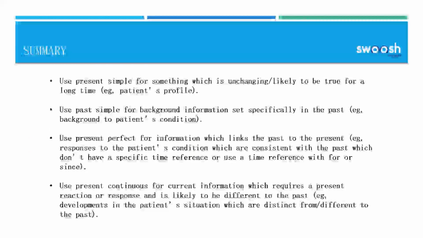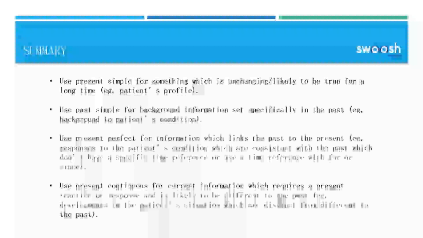So, a quick summary then. We use the present simple for something which is unchanging or likely to be true for a long time. So when writing about the patient's profile, for example, we use the past simple for background information set specifically in the past. And an example of this would be talking about the background to the patient's condition.